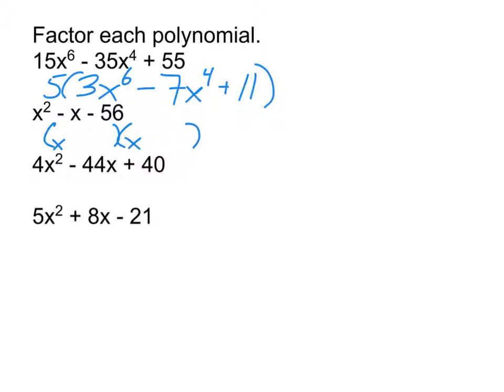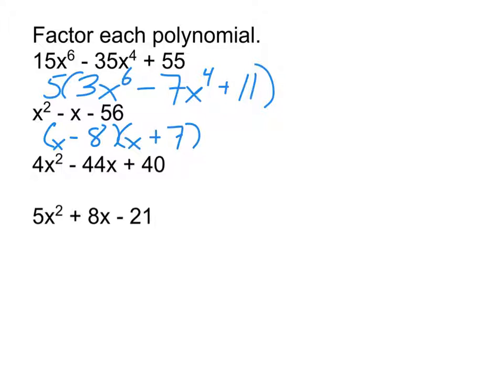Because in order to do this then, I just have to figure out what 2 numbers add to -1, that's the number in front of x, and multiply to -56. And so we think through all the different ways we can multiply to -56, and you should come up with a -8 and a +7. And so there's your factored form for that.